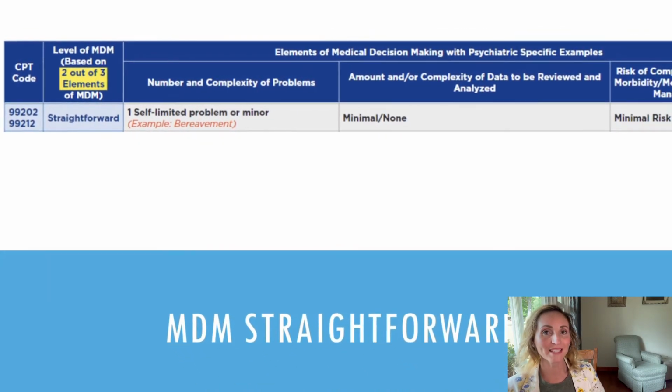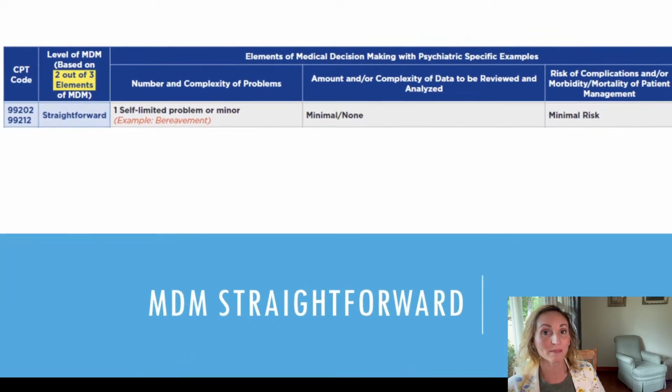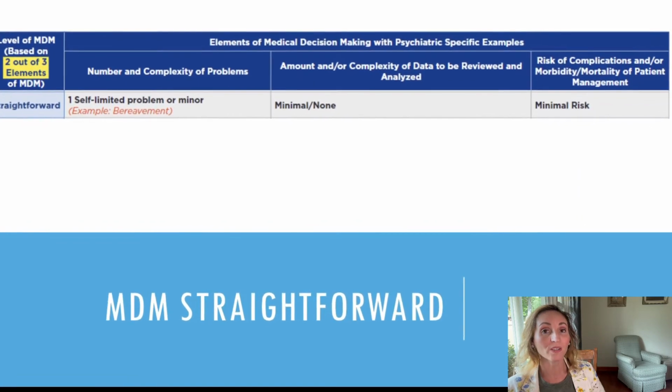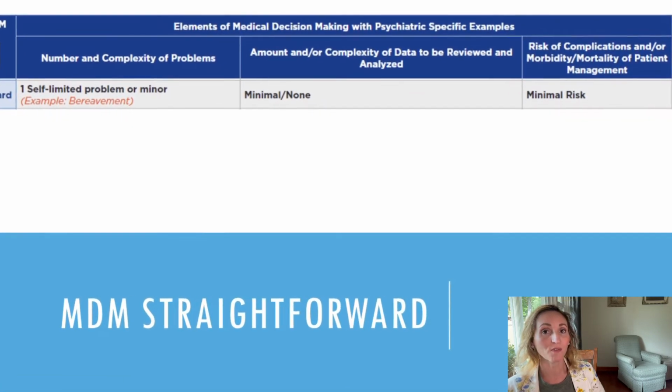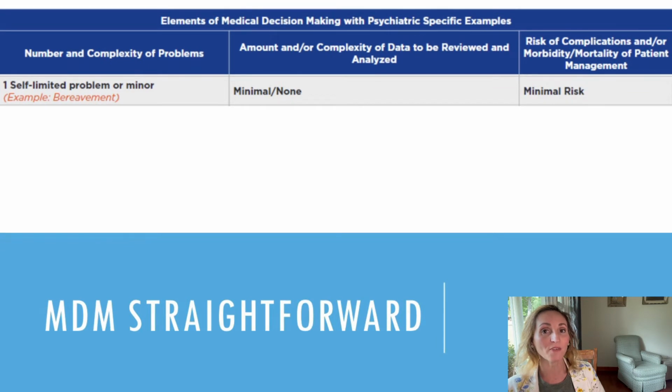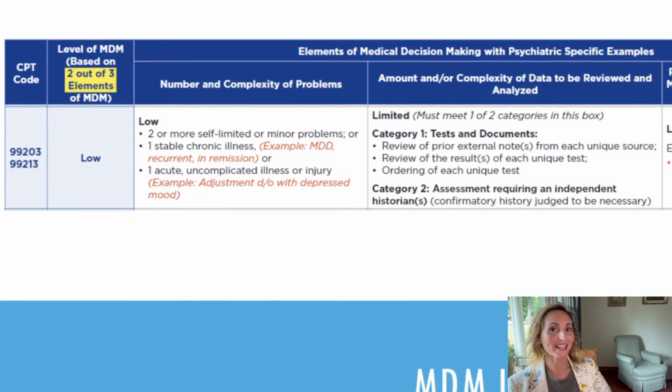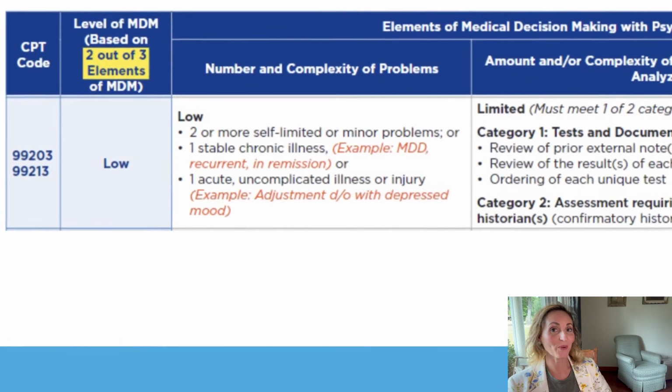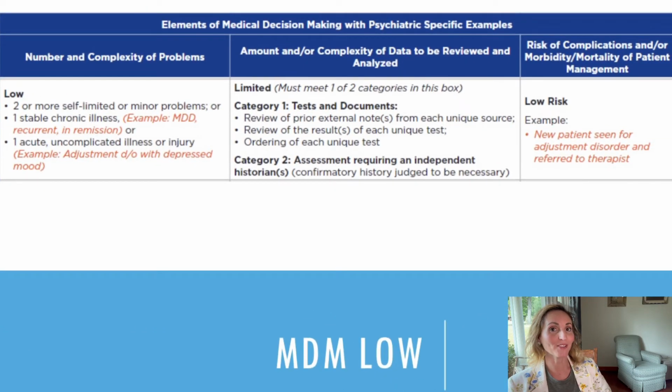If a patient came in today and has recently experienced the loss of a loved one or the loss of a spouse in a recent divorce, this single self-limited or minor problem, no data, and minimal risk would determine the straightforward visit. For the levels 99203 and 99213, this would be a medical decision making of low complexity.